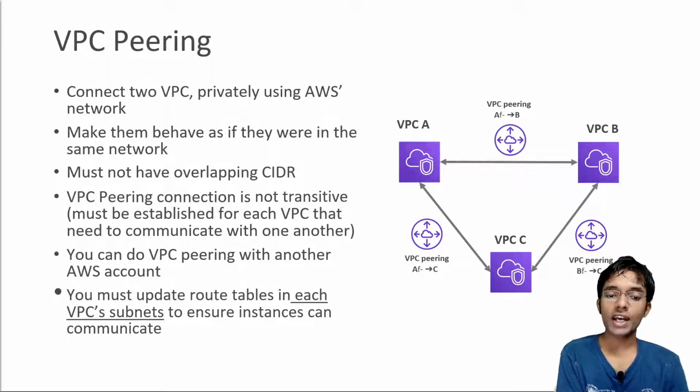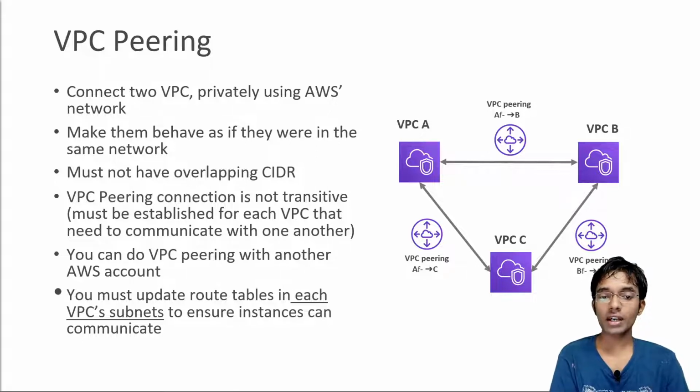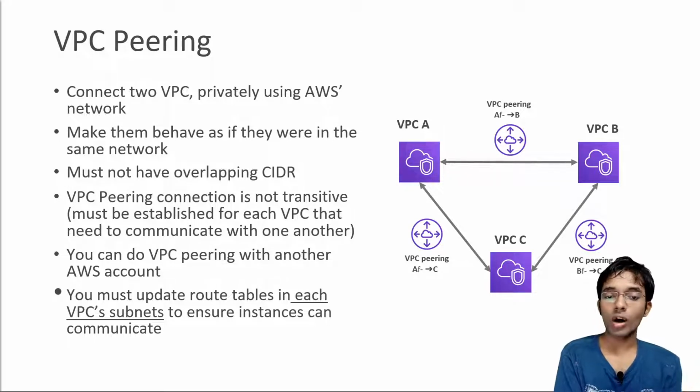So the idea is that we have a VPC A and VPC B, and they have non-overlapping CIDRs, and then we create a VPC peering connection, and then we have to update some route tables, but we allow the instances in VPC A to communicate privately to VPC B and vice versa. Okay, for this we must not have overlapping CIDRs, and we'll see this in a future lecture.